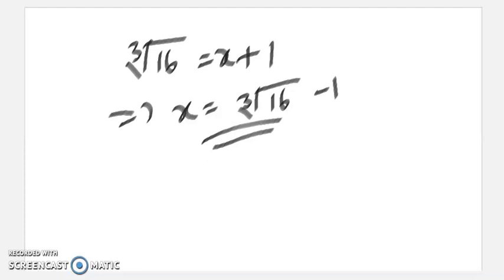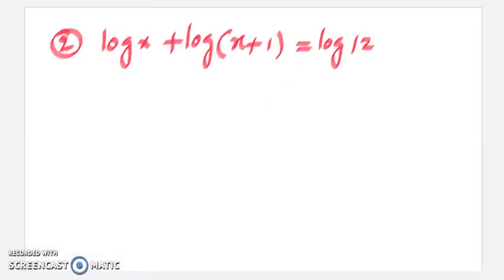Now coming to the second problem. Solve log x plus log of (x plus 1) is equal to log 12. To solve this logarithmic equation, we depend upon logarithmic identities, which we already know. Starting the solution here.